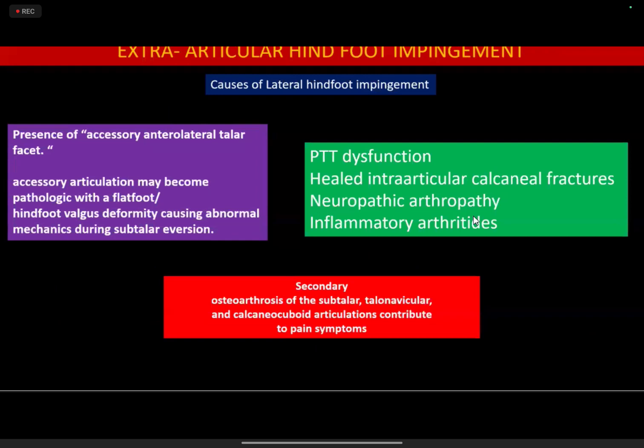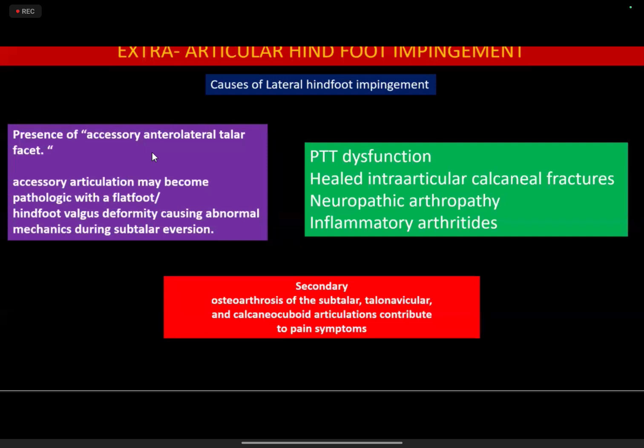So, causes of lateral hindfoot impingement can be secondary or primary. So, primary can be due to presence of an accessory anterior lateral talar facet. What happens there is because of this facet there is an accessory articulation. And this can happen in patients who are young and obese. Patients are young, obese, and have a flat foot, and they can develop early extra-articular hindfoot impingement.